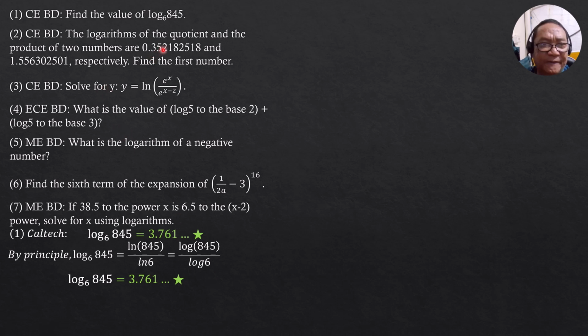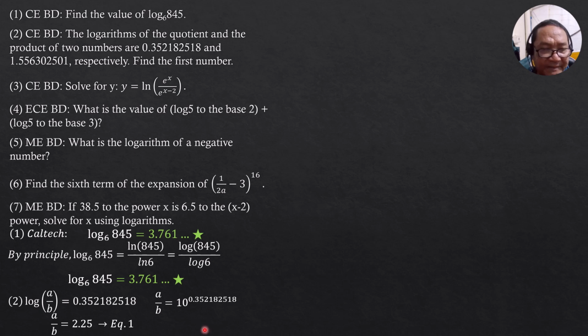The logarithms of the quotient and the product of two numbers are 0.35218251 and 1.556302501 respectively. Find the first number. So let us denote the first number as A and the second number as B. So log of A over B is 0.35218251. So this is in turn converted into an equation. A over B equals, the base is 10, so A over B is 10 to the 0.35218251, and that is A over B equals 2.25.